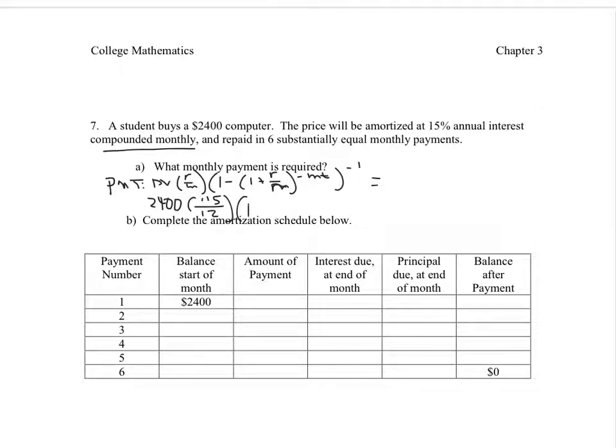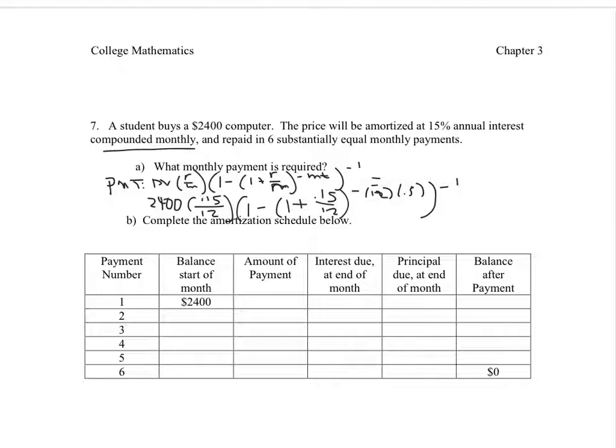Then this parentheses is 1 minus 1 plus the 0.15 over 12. But we have a negative, m is still 12. And be careful, remember t has to be in years. Since I'm only doing this for 6 months, that's half a year, 0.5. And then this entire parentheses gets raised to the negative 1 power. Now, I'll walk you through this one more time, just to be sure that you're okay with your calculator entry.